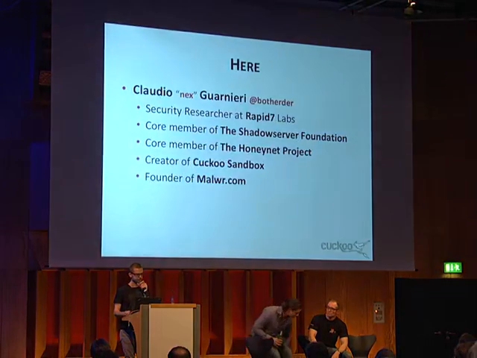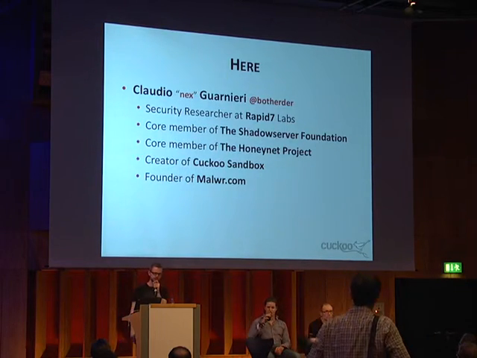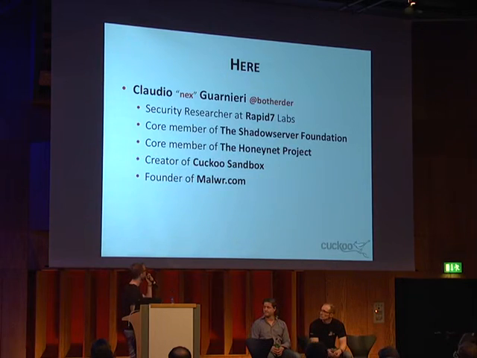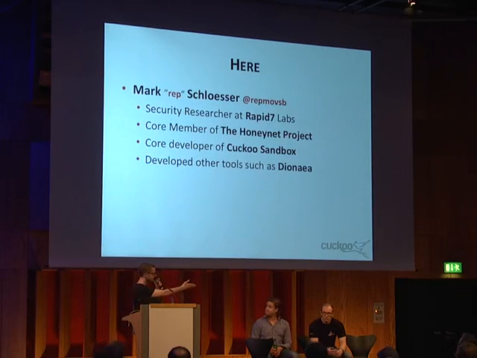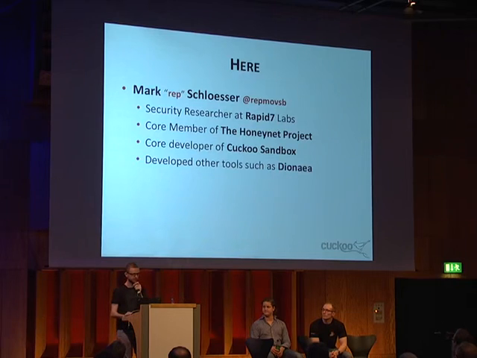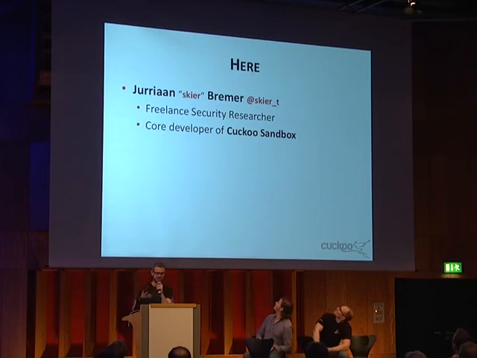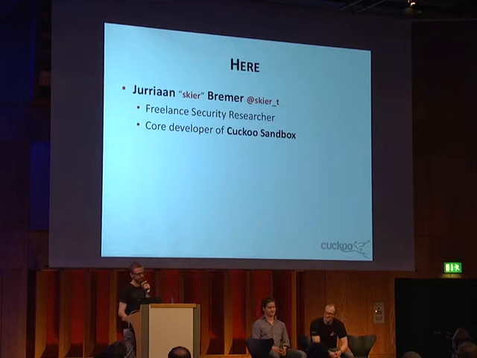So some brief introduction. I'm Claudio. I'm a security researcher at Rapid7. I'm part of a bunch of non-profit organizations. I created Cuckoo in the first place, and I founded malware.com. Then there's Mark here. He also works with me at Rapid7, is also part of Oninet, and also develops Cuckoo. And then the last one is Julian. He has the shortest list of things. He's also a security researcher and is also developing on Cuckoo.